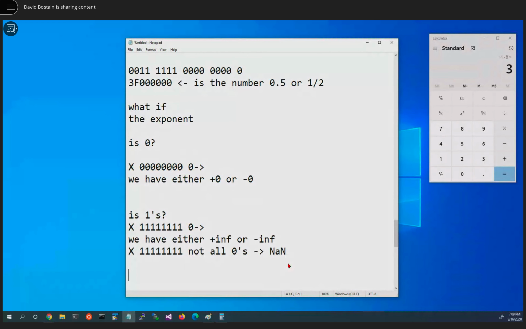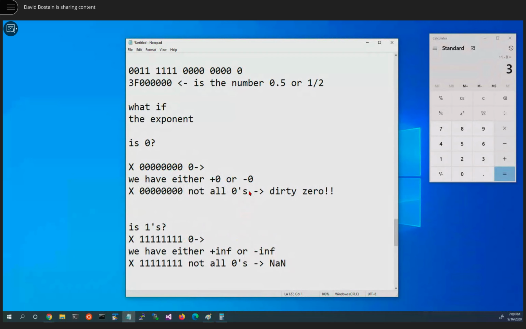We have one case we didn't talk about. If we have all zeros in the exponent, but the other bits are not all zeros, we have something called a dirty zero. A dirty zero is really called a denormalized number.